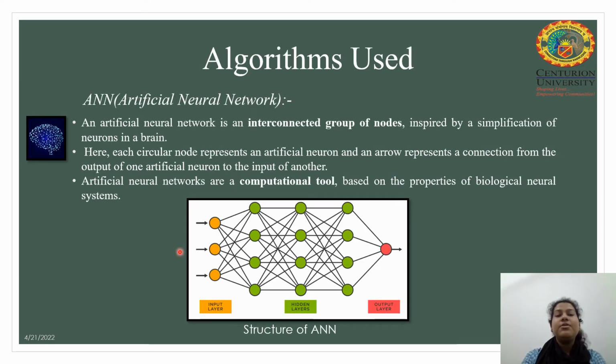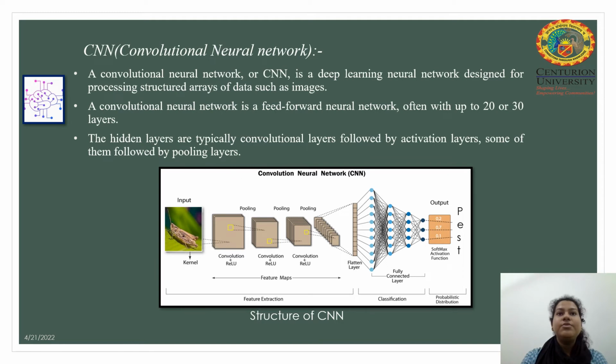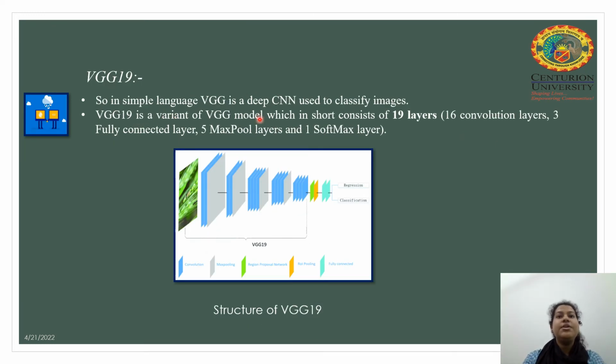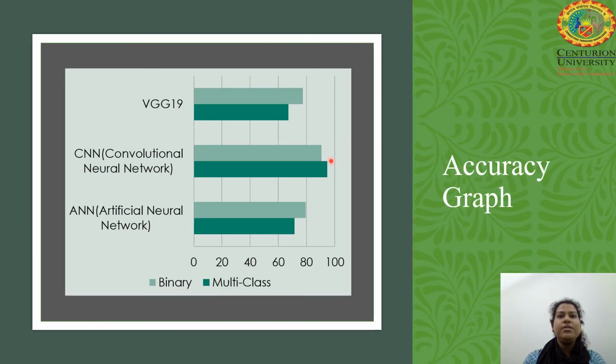The algorithms used are artificial neural network, which is an interconnected group of nodes inspired by a simplification of neurons in our brain. Then convolutional neural network, which is a deep learning neural network designed for processing structured arrays of data such as images. Then VGG19, which is a deep CNN used to classify images, which consists of 19 layers: 16 convolutional layers, 3 fully connected layers, 5 max pool layers and 1 softmax layer. These are our accuracy graphs for VGG19, convolutional neural network and artificial neural network for both multi-class and binary class.